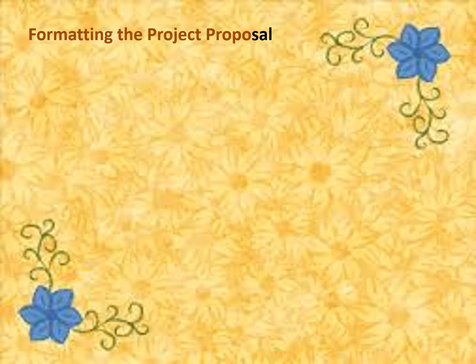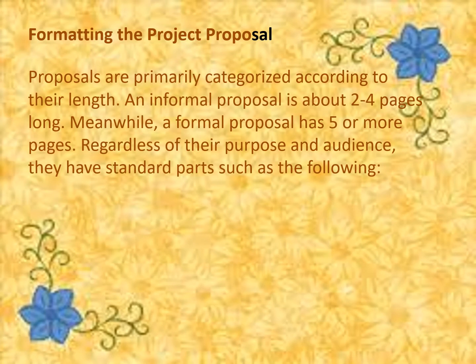Formatting the project proposal. Proposals are primarily categorized according to their length. An informal proposal is about 2 to 4 pages long. Meanwhile, a formal proposal has 5 or more pages, regardless of their purpose and audience. They have standard parts such as the following.